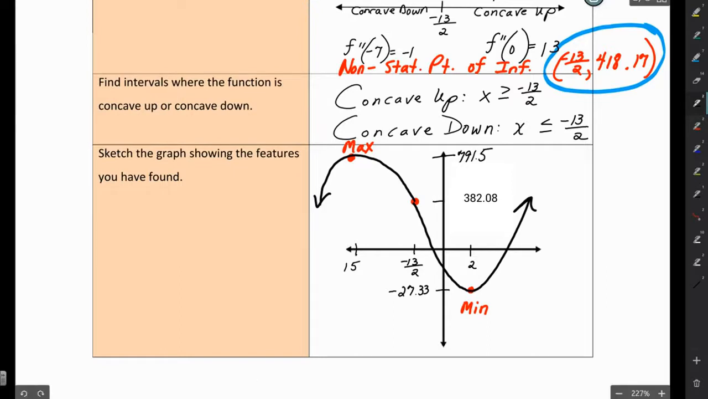Right, so I'm concave down before negative 13 halves. We'll just make a note about that. So we're concave down. And here we're concave up. And I forgot to note, I just want to make a note here that this is a non-stationary point of inflection.